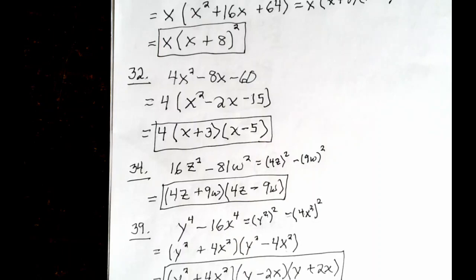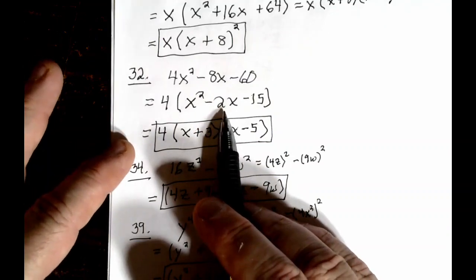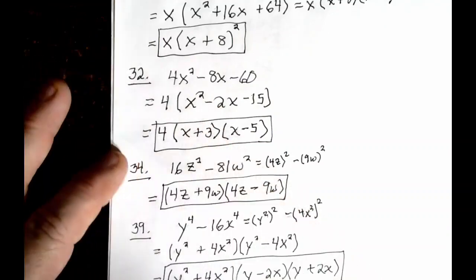Okay? If you get an answer that's opposite of the one you want, if you got like positive 2x, all you have to do is flip the signs and you'll get the right answer.